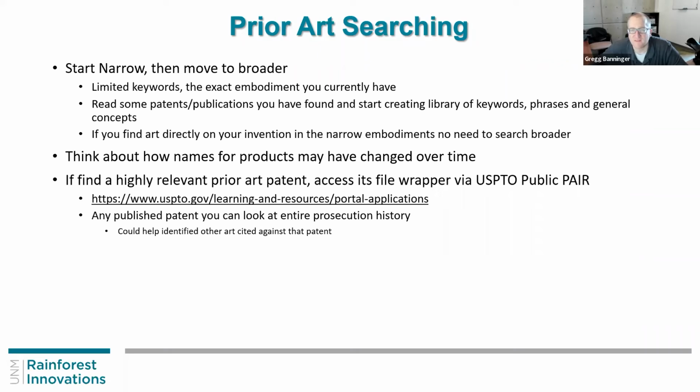Another important thing is think out names. Actually, I'll cover that in the next slide. I'll just skip that for here. And I already mentioned that public PAIR can be very useful to look at the prosecution history as well as look at what was cited against them. You won't be able to access publications because obviously it's copyrighted material. The USPTO will not make it available, but you'll see the link and you can go ahead and get it with other resources.